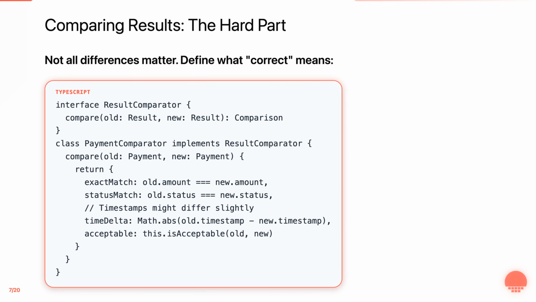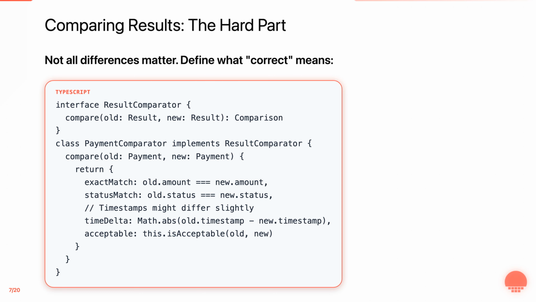Here's the tricky part, comparing those results. You'll get differences. That's guaranteed. The question is, which ones actually matter? Maybe timestamps are off by a few milliseconds because of network timing. That's fine. But if payment amounts don't match, that's a problem. You need to codify your understanding of correctness. Build comparators that know your business logic. What fields must be exact? What can drift? Define acceptable explicitly in code, or you'll drown in false positives and miss the real bugs hiding in the noise.